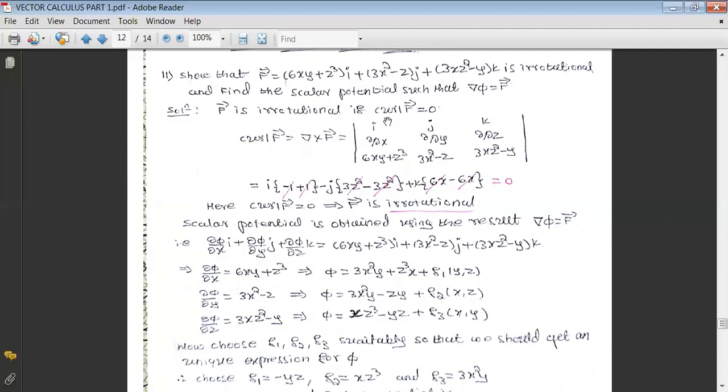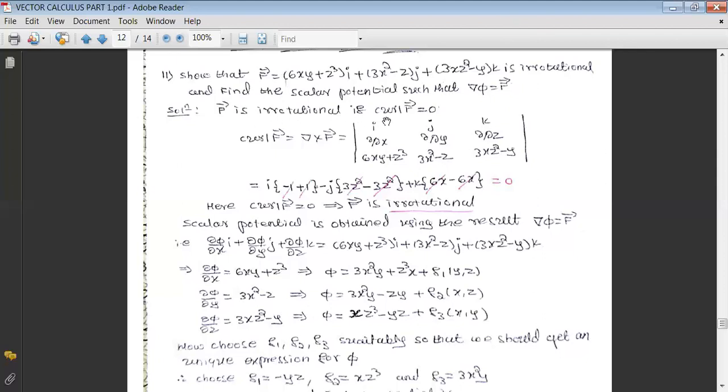f bar. Now we have, by the property that we stated when we discussed the irrotational vector, suppose the vector is irrotational, or suppose it is a conservative field, then there always exists a scalar pi such that del pi equal to f bar. First, in this case, we have to show that the given vector is irrotational.